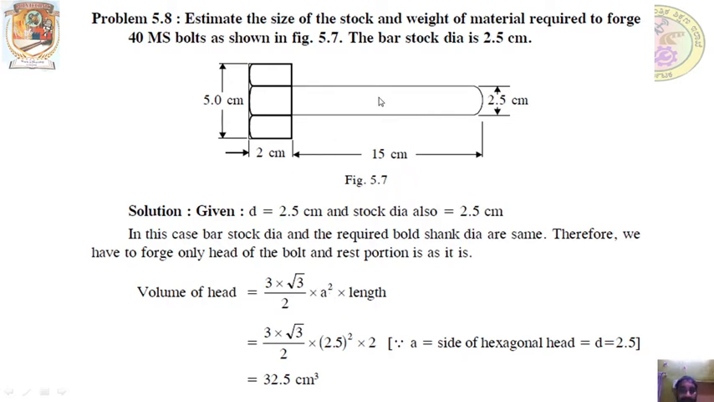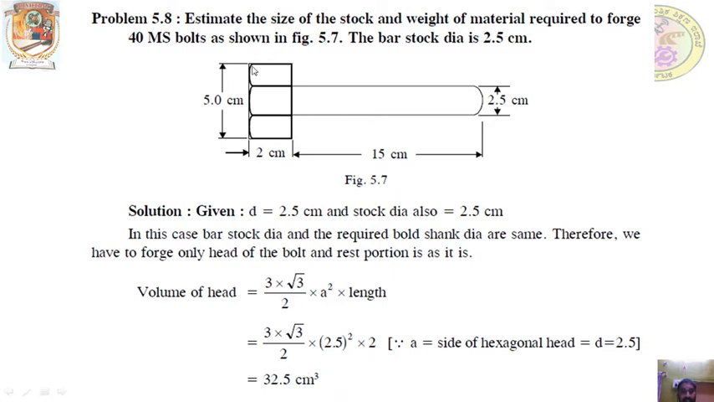The side is given as equal to the diameter of the shank. So 2.5 square, a is 2.5 square, into the length of the head, which is 2 centimeter. So 3 into root 3 divided by 2 into a square, where a is the side length of the hexagonal head. If it is not given, the side length is equivalent to the diameter of the shank. So 2.5 square into the length of the head, 2 centimeter, which is given. The total volume of the head is 32.5 centimeter cube.